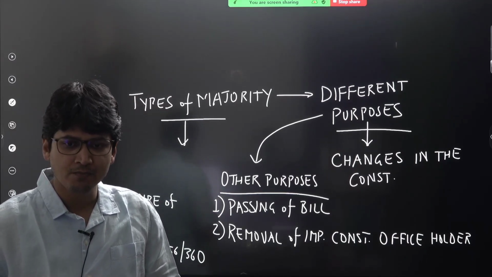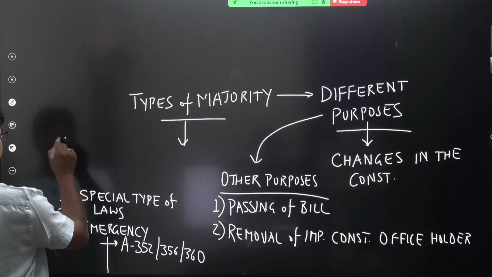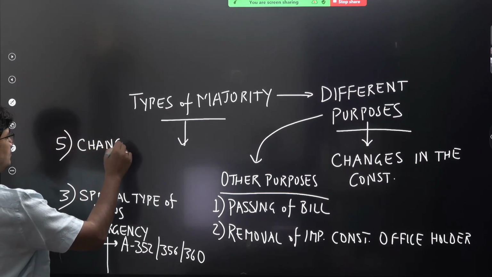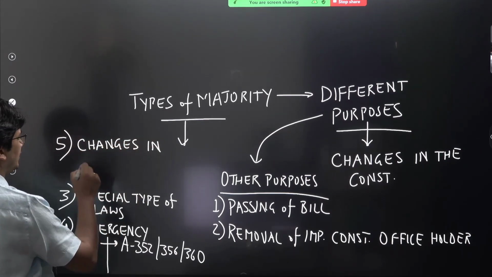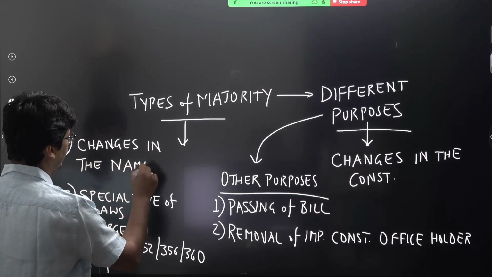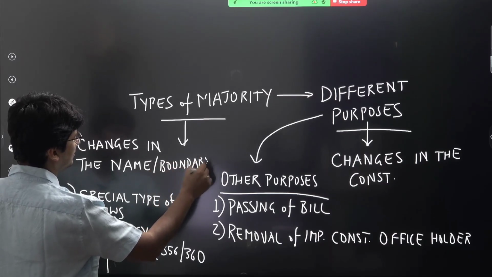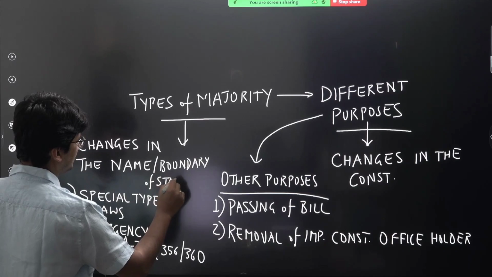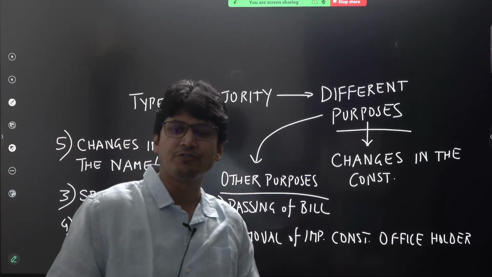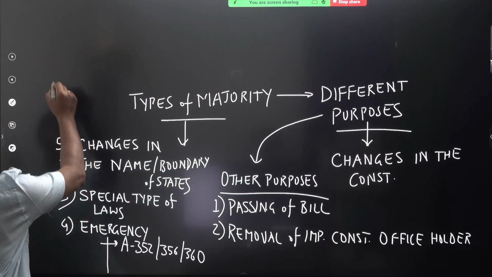Okay, and for these purposes, or let's say fourth, fifth, making changes in the name or boundary of states. So these are the various purposes highlighted in the constitution for which we require different types of majority. So on this note, let's go through.